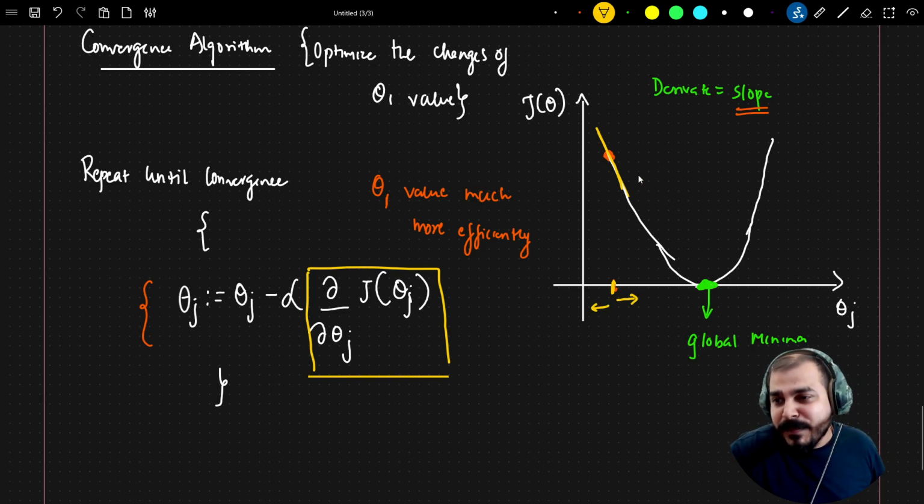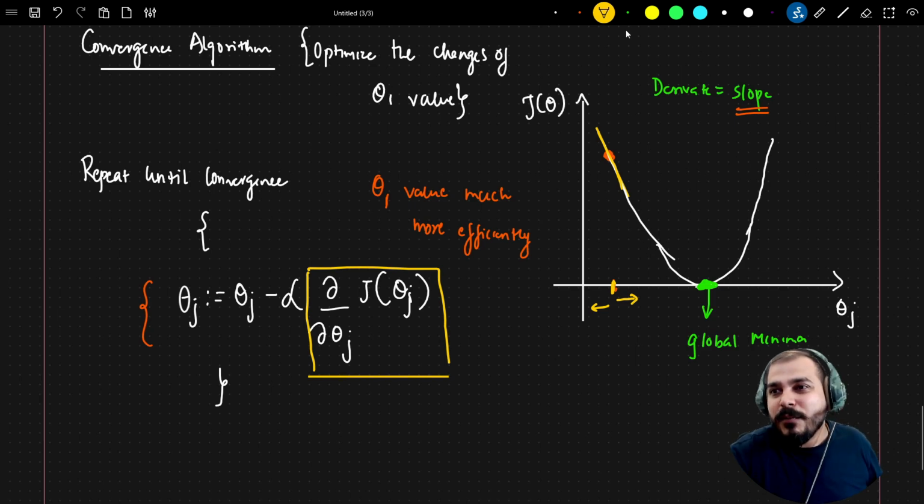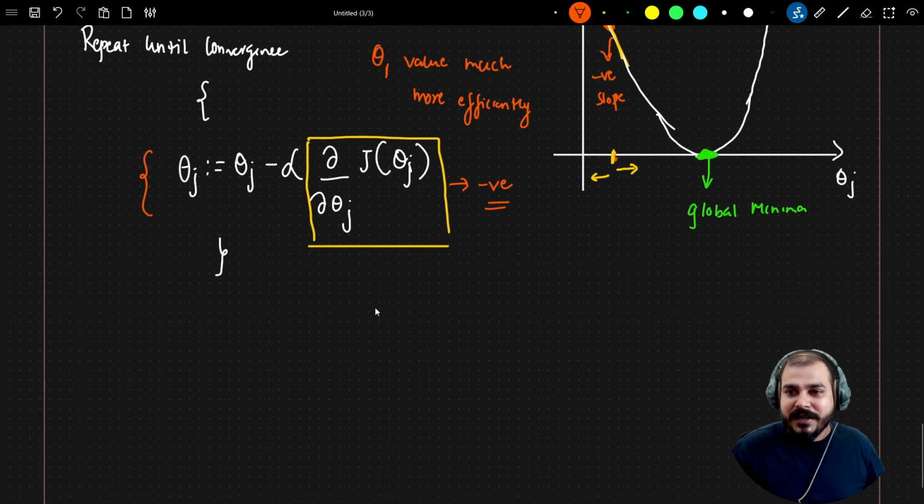Now in this particular case, at this point, if I really need to understand whether this is a positive or negative slope, just see the right part of the line. The right part of the line is facing downwards. If it is facing downwards, we say this is a negative slope. When we say negative slope, that basically means whenever we try to find the derivative, this value is going to be negative.